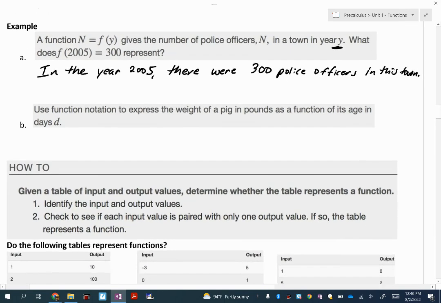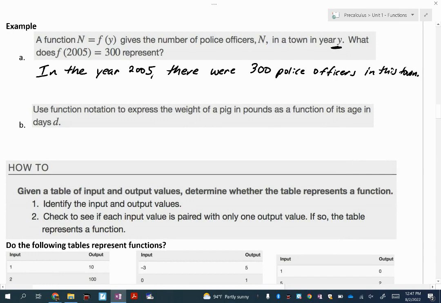Okay, let's look at letter D. It says use function notation to express the weight of a pig in pounds, which I'm going to choose to be capital W, as a function of its age in days d. And it's telling me to use lowercase d. So we have weight, which is capital W, equals the same as the function of its age. So here's the function notation in days, letter d. So that's kind of the expression that I want you to become familiar with. Not something that you've necessarily worked with a lot in algebra, but make sure that you are aware of how to do this.